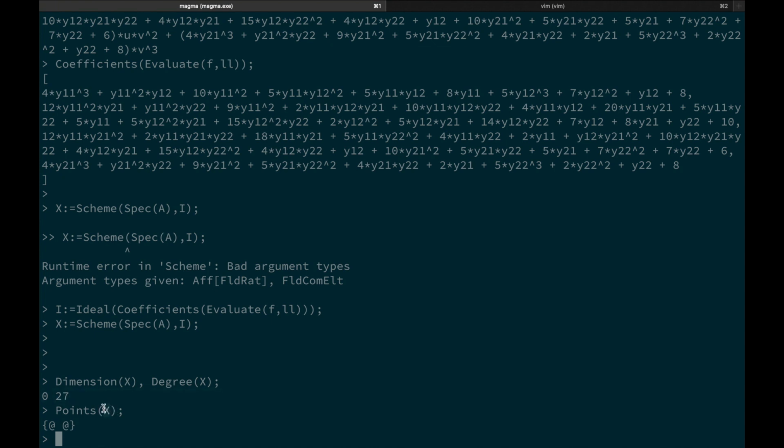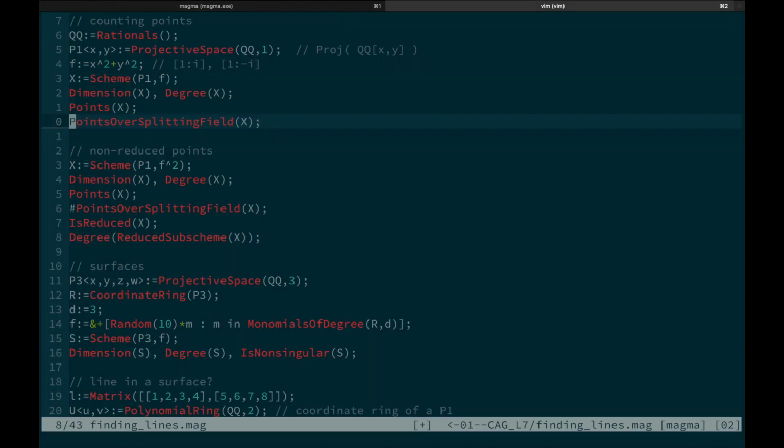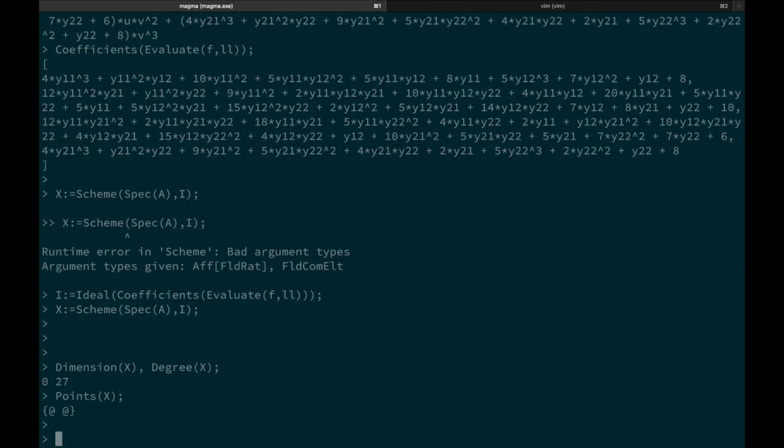It's also maybe not that surprising that these 27 lines are not defined over Q. I'm also copying this points-over-splitting-field command from upstairs. Let's see what this gives us.